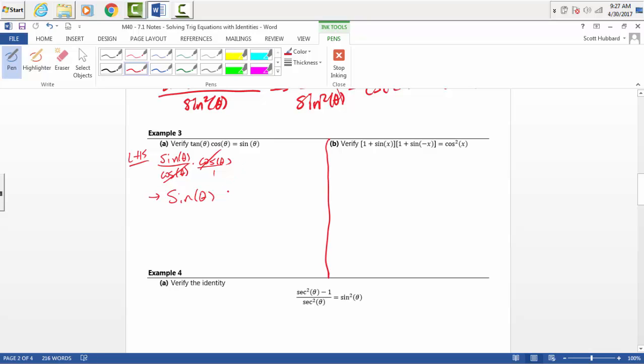And guess what? That's the right hand side. So we're done. Cool, that is how that works. That one's a little easy, but the idea is the same. I only worked on one side, I just rewrote everything in terms of sine and cosine, and that ended up with the right hand side, which is what I wanted to show.